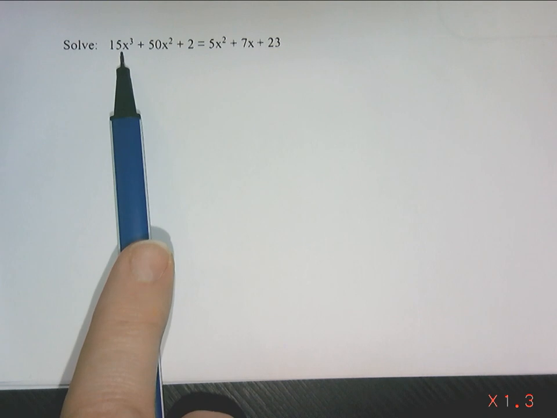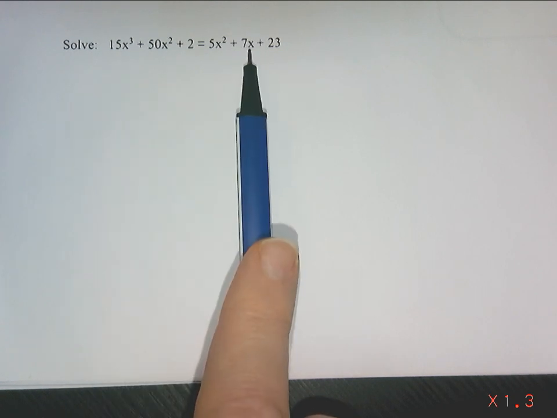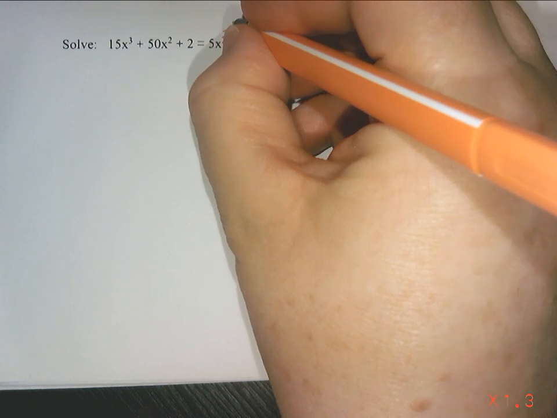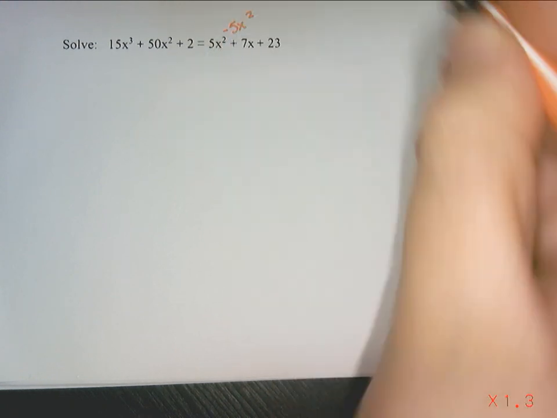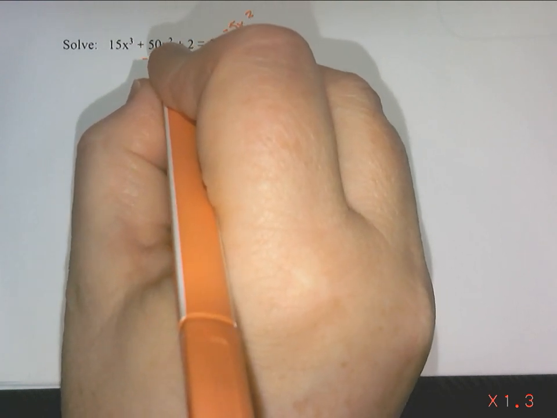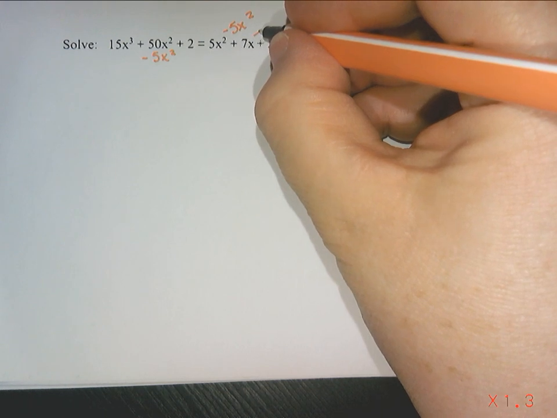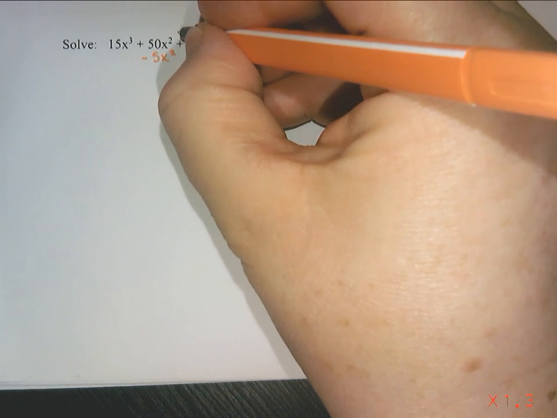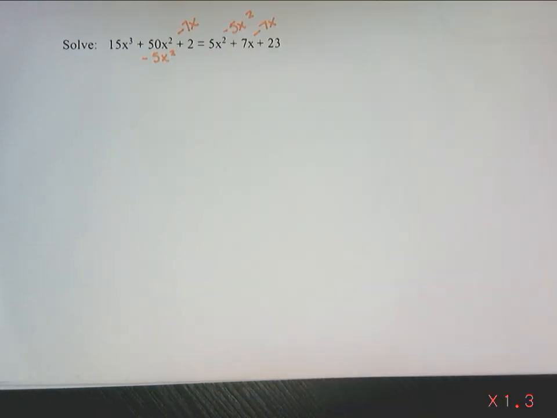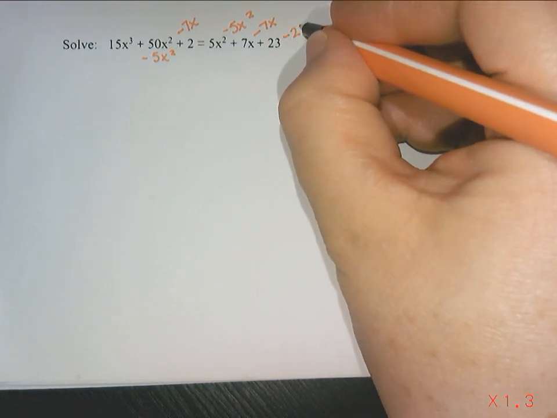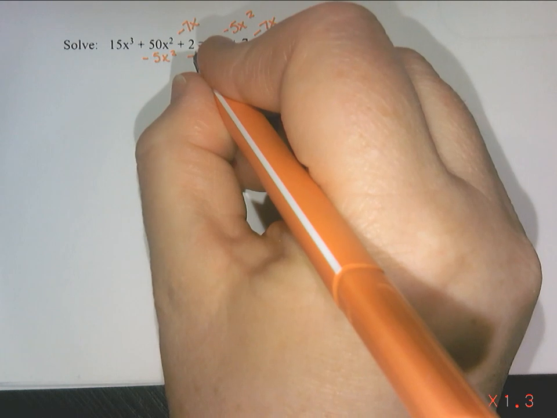So since this is already positive, I am going to move the terms on the right-hand side over to the left-hand side. So I'm going to take 5x squared away from both sides, and I'm going to line it up with its like term partner over here, the 50x squared. I'm going to subtract 7x from both sides. Now I don't have a like term partner for that, so I'm just going to write it in between the x squared and the constant. And then I'm going to subtract 23, and I'm going to subtract that from its like term partner, the 2.